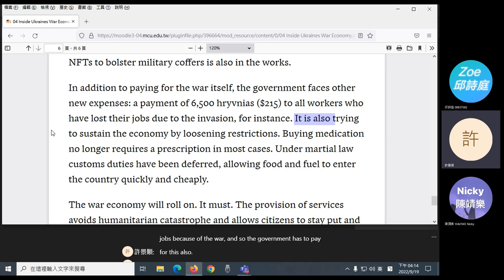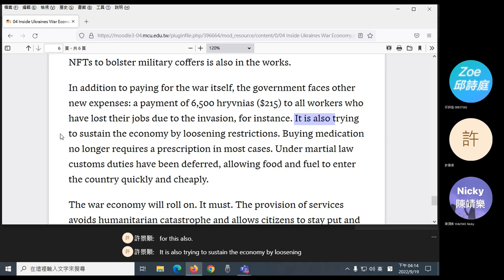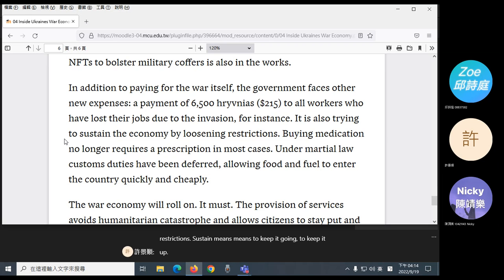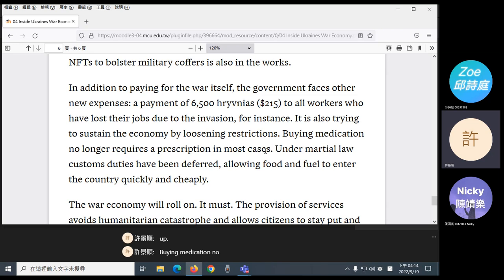It is also trying to sustain the economy by loosening restrictions. Sustain means to keep it going, to keep it up. Buying medication no longer requires a prescription in most cases. So when you need medicine, you don't need to get a doctor to write you a prescription and then go to a pharmacy. You can just go buy it directly. So the word prescription here means 处方签.